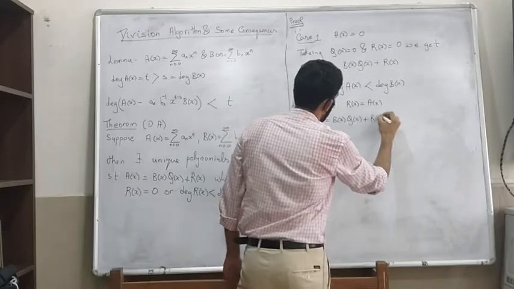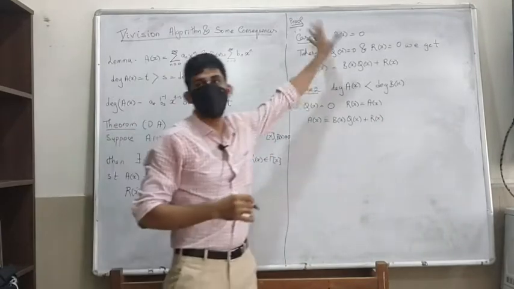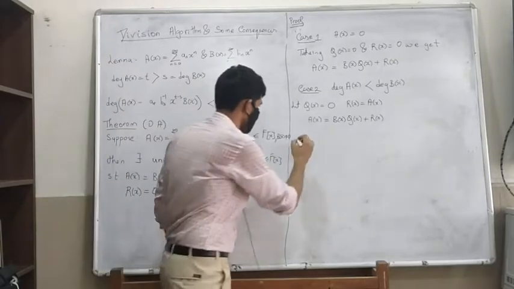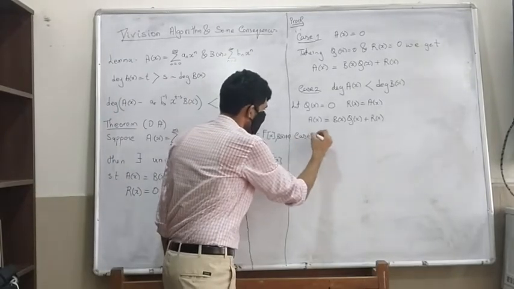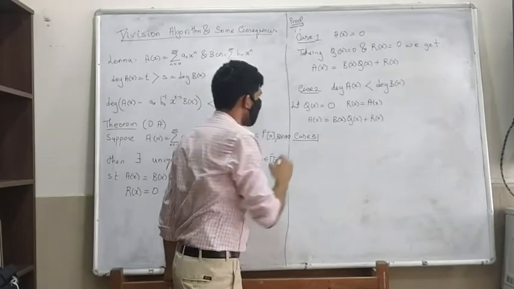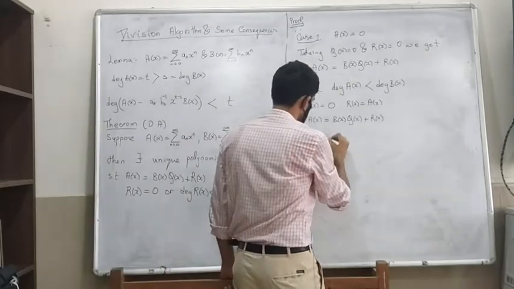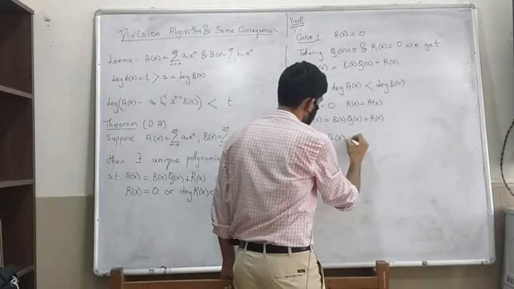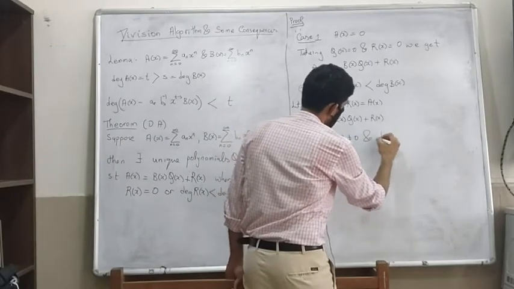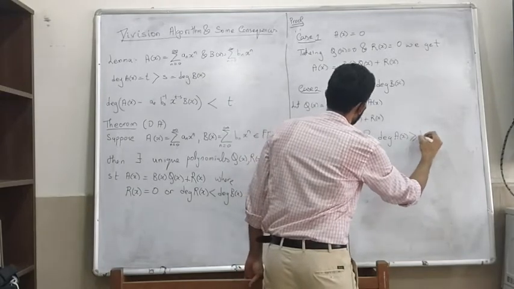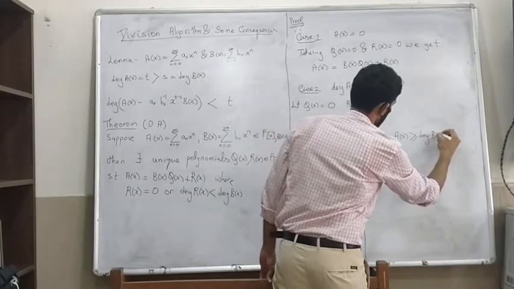Okay, so therefore we can assume that these two things don't take place. For the third case, we assume that these two things don't take place. So case 3 is the actual work. Case 3 is that A of x is non-zero and the degree of A of x is greater than or equal to the degree of B of x.